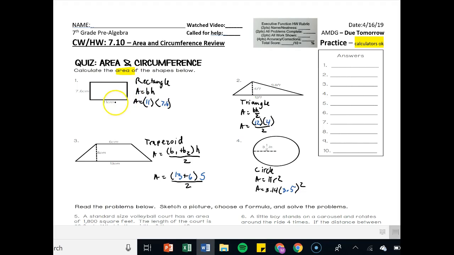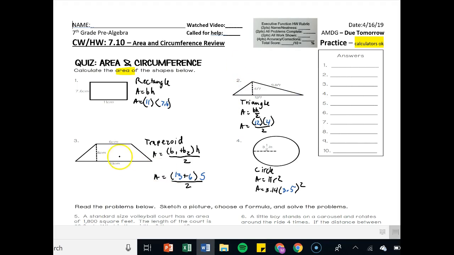So our rectangle, that's our base times our height, 11 times 7.6. For our triangle, that's our base times our height divided by 2. So 12 times 4 divided by 2. The divided by 2 is important. The 9.8, we don't need that. If I was asking you to find perimeter, then that would be valuable, but then I'd also have to give you the measurement of this side over there.